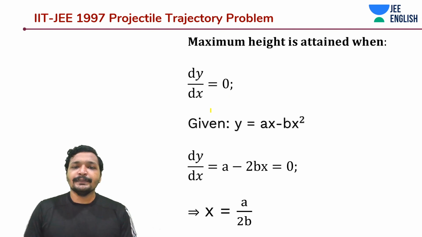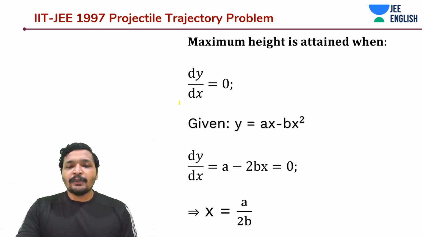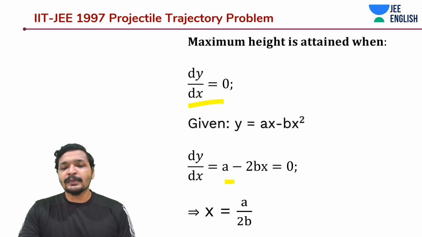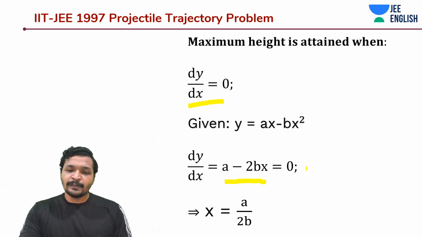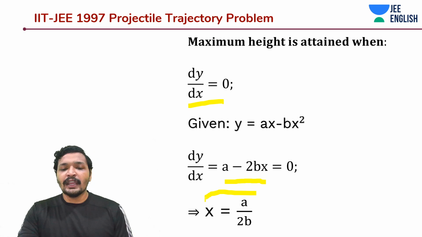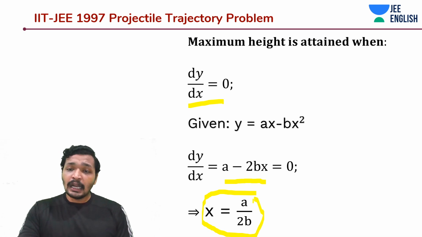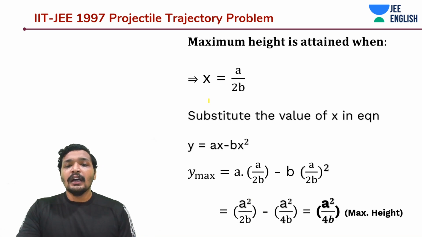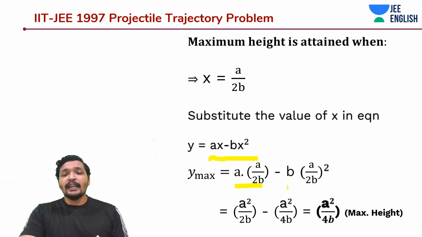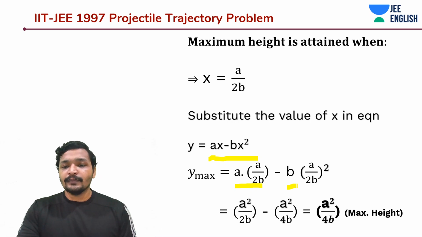Or the simple method. So what I did is dy by dx is equal to 0. Dy by dx is equal to 0 means a minus 2bx is equal to 0, just like what we spoke. That means x is equal to a by 2b. And now, what we did? We substituted that a by 2b in the equation, this equation, ax minus bx square is equal to y, to find out the maximum height. So when we do that, what we get is a squared by 4b as the maximum height.